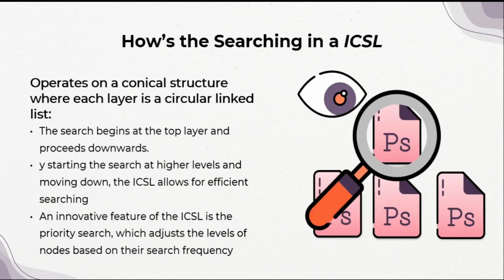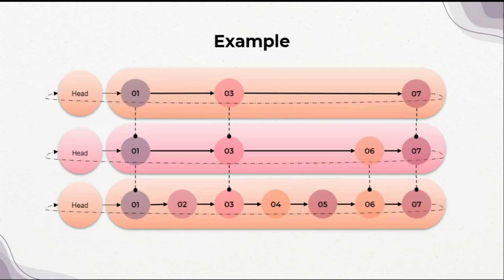Okay, how does the searching work in ICSL? The search begins at the top layer and proceeds downwards, starting the search at the higher level and moving down. The ICSL allows for efficient searches, and the advantage of that searching is that it uses the level of nodes based on the search frequency. Let's go with an example.